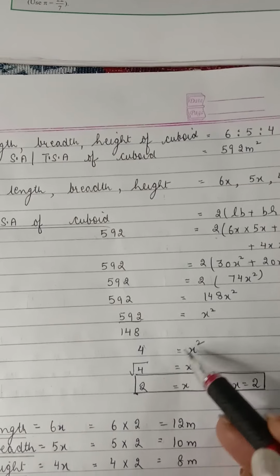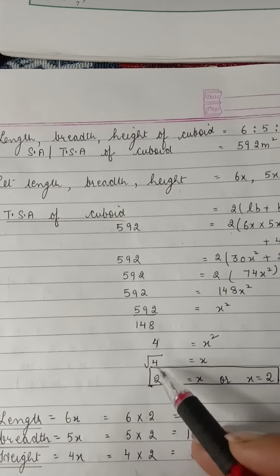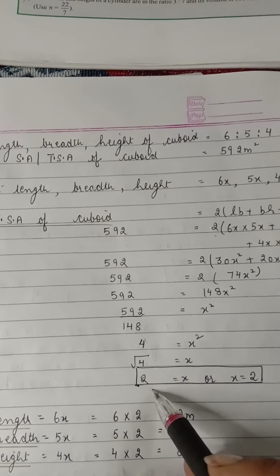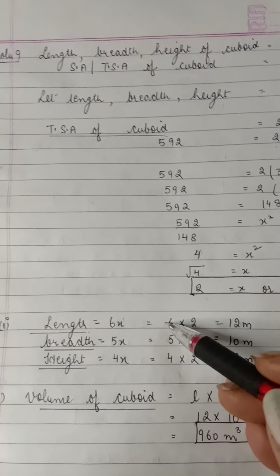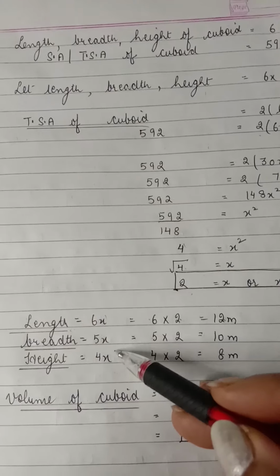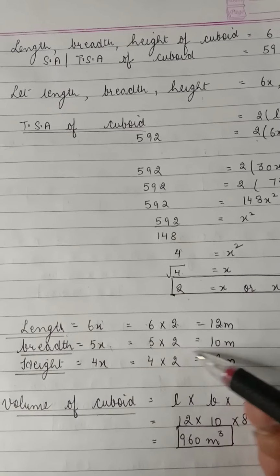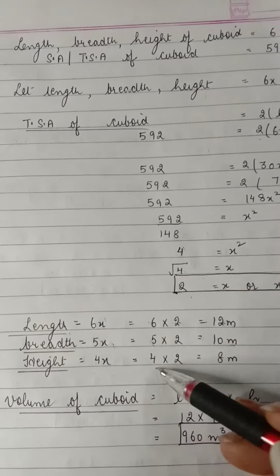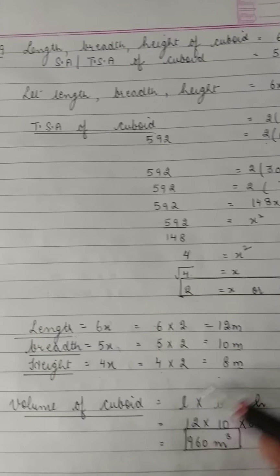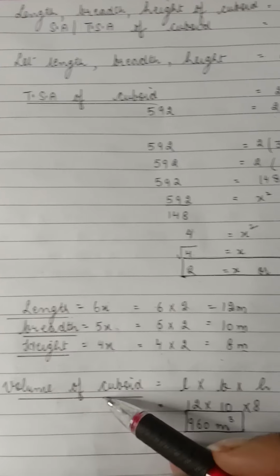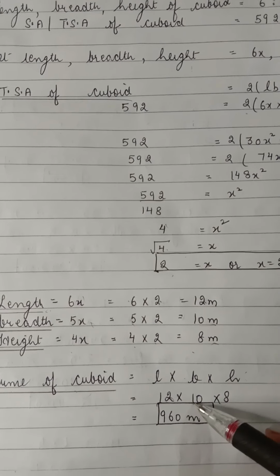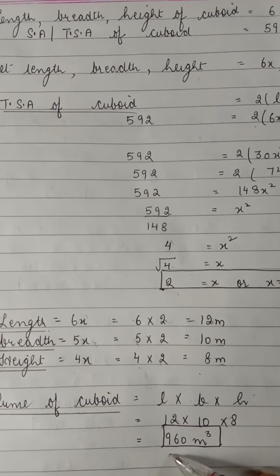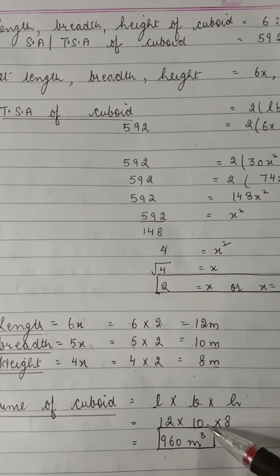And x is, removing this square, just root the other side, under root 4, and the value of x is equal to 2. Now length 6x, that's 6 into the value of x, 12 meters. Breadth is 5x, 5 into 2, 10 meters. Height is 4x, 4 into 2, that's 8 meters. And finally the volume of cuboid, L into B into H, 12 multiplied by 10 multiplied by 8, that is 960 meters cube.